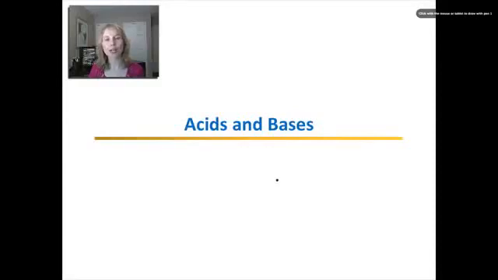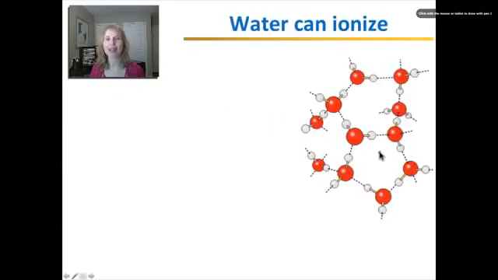So now we move on to our last section, which is about acids and bases and how we measure pH. Now, before you can understand how we measure pH, you need to understand this concept of how water can ionize. So remember that the water molecule is polar, so each oxygen has a slight negative charge, and each hydrogen has a slight positive charge. Negative and positive charges are attracted to each other, so different water molecules will associate with each other through hydrogen bonding.